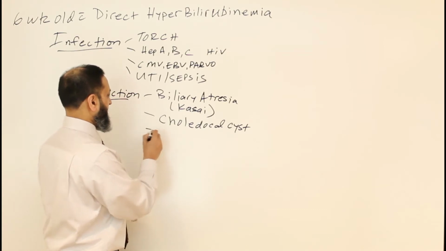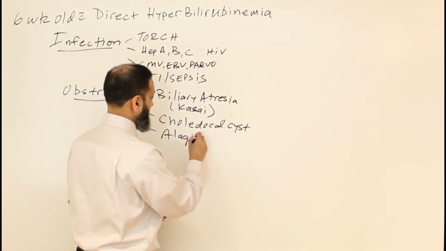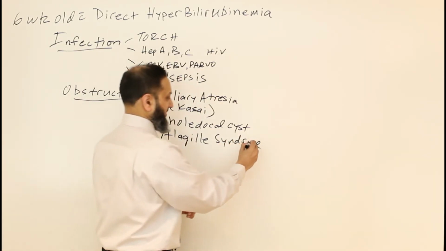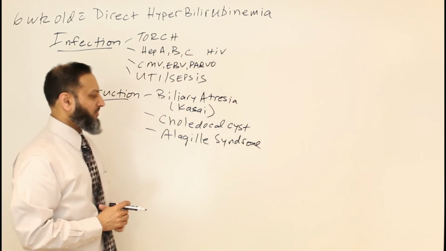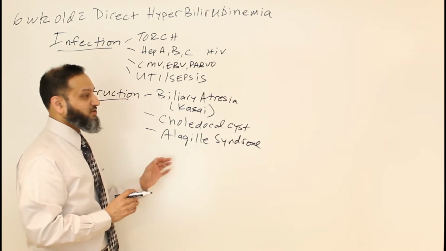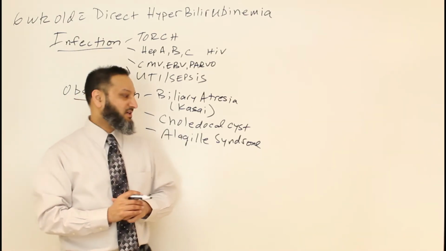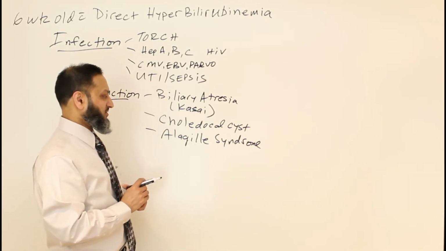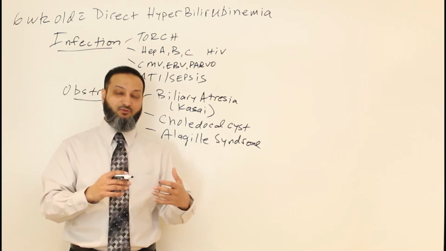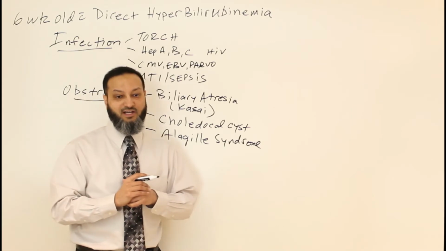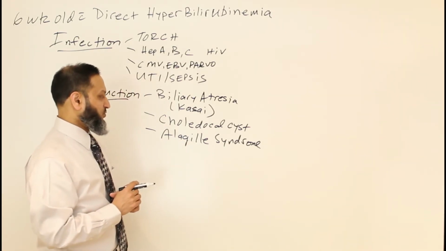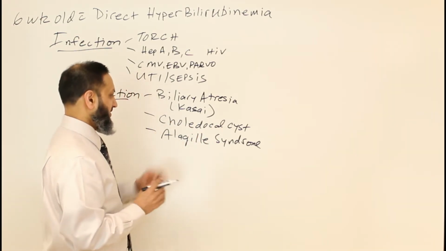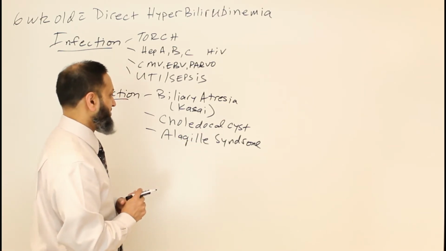Other obstructions, another entity is called Alagille syndrome. That's something to be considered as well in a child coming in with direct hyperbilirubinemia. And this is basically intrahepatic paucity of bile ducts. So you have a paucity of bile ducts in the liver, you don't have a lot of bile ducts, so then you don't get good flow, and it presents with an obstructive type of process. So this is something to consider as well in the young baby, infant, child coming in with direct hyperbilirubinemia, and there are other findings of the syndrome that can help you identify that as well.